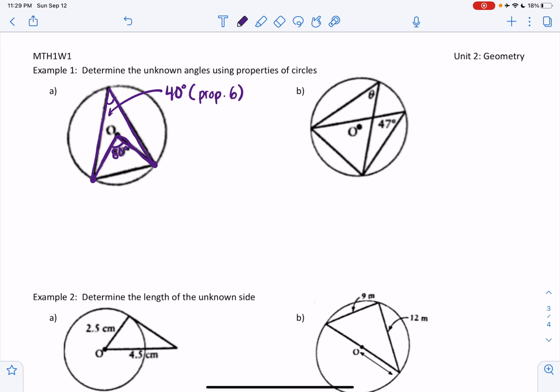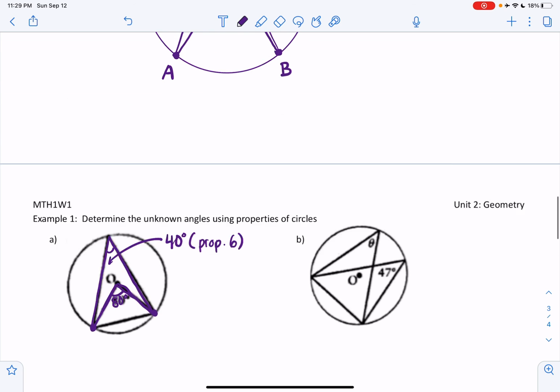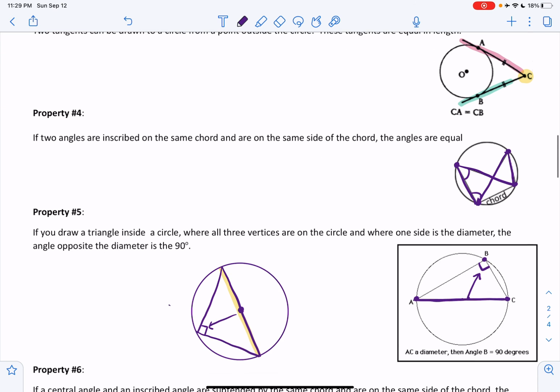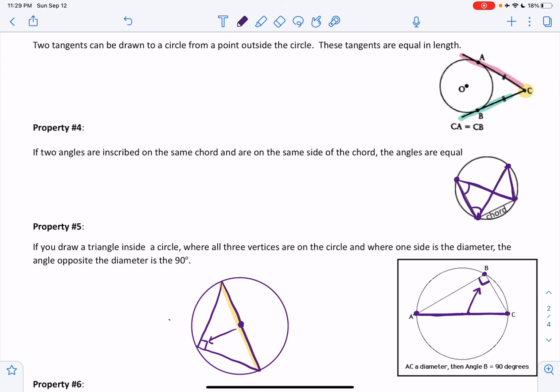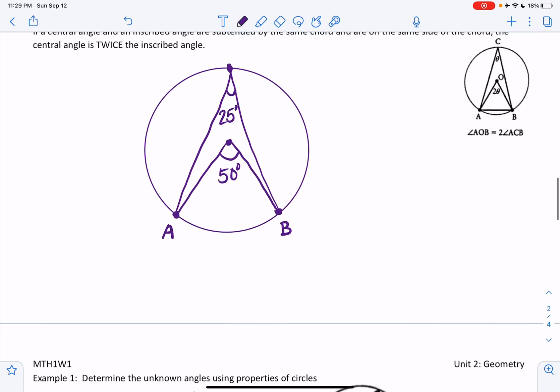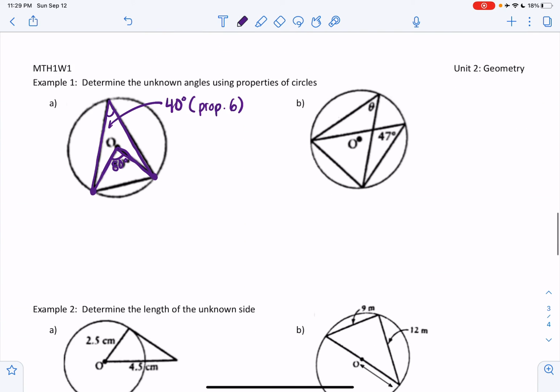Now for B, we have a bunch of chords going on. So I look up to my properties. This is definitely really similar to property number 4. That was the one telling us that all of these angles were equal. So if I have an angle of 47 here, that one has to be 47 as well. And that one is from property number 4.